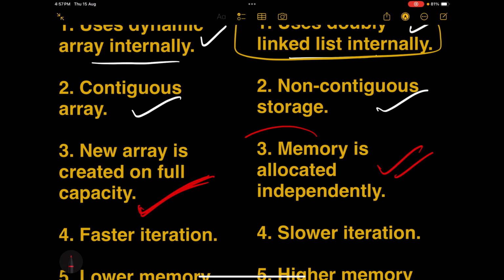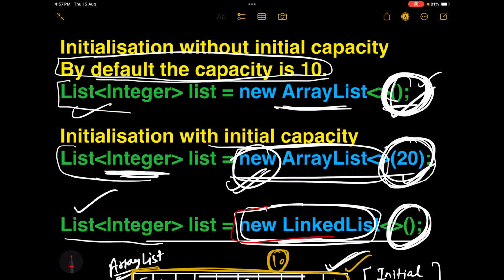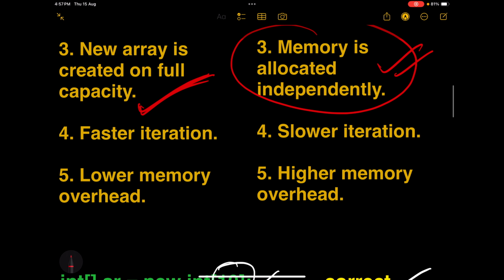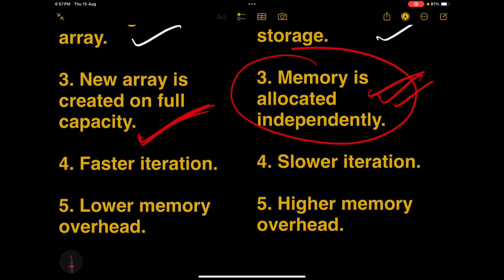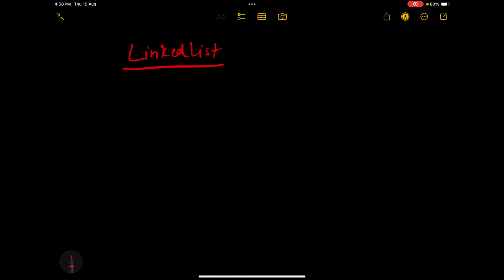Memory is allocated independently. Now what does it mean? So if you remember, we do not initialize the linked list with any initial capacity, right? So what does this point mean? Let's see it. Let's say you have taken a linked list and now you have to add 1 in the linked list. Initially it is empty. So a node will be created which will keep this 1. And because the linked list was empty and this is the first node that we are adding, the right side would be null, the left side will also be null.